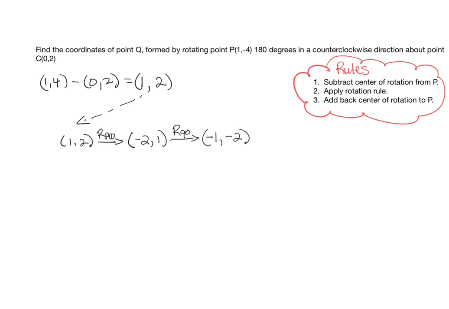That's step 2. Then I'm going to take this guy, negative 1, negative 2, and I'm going to add back the rotation point, which is 0, 2. So I'm going to do negative 1 plus 0, and then negative 2 plus 2. And that's going to be my answer. So that's going to give me negative 1, comma 0.